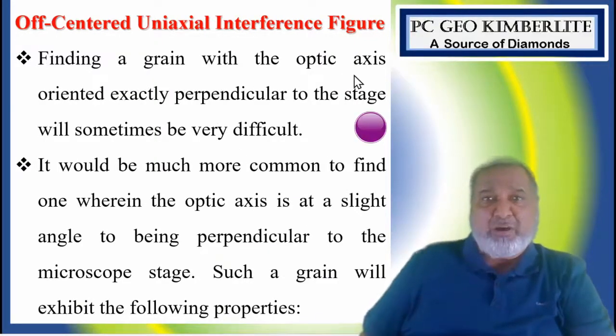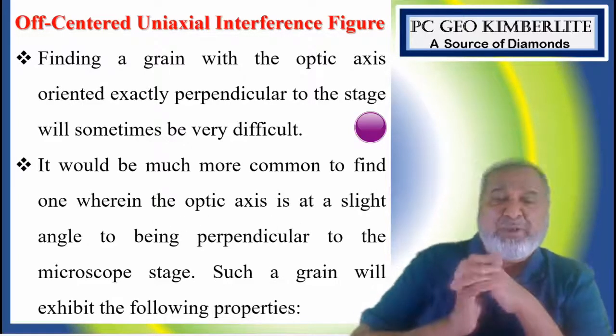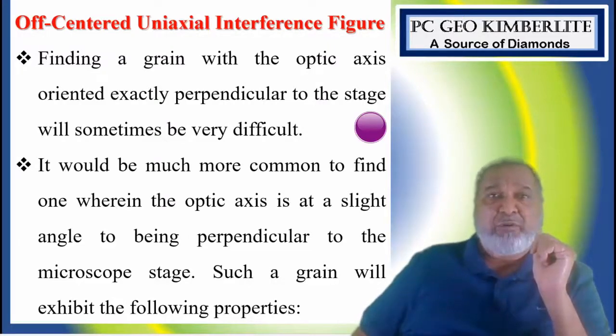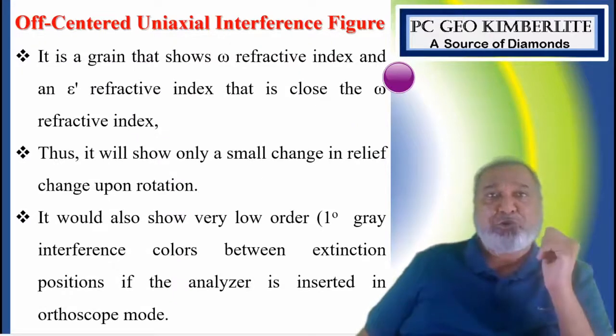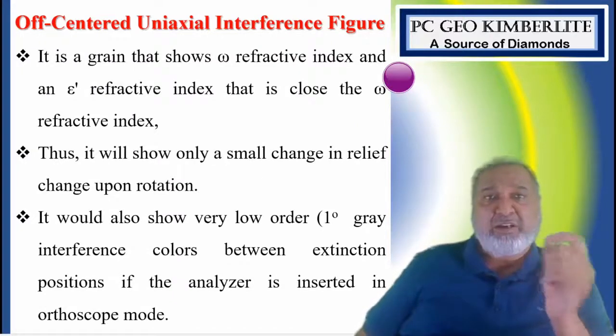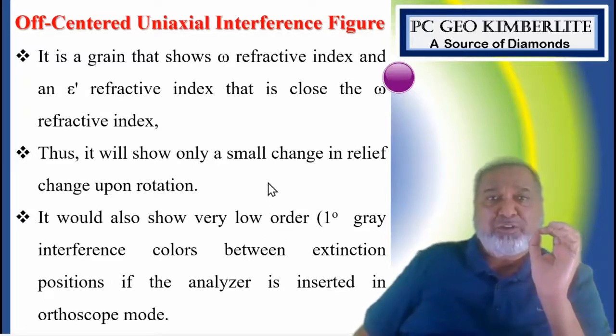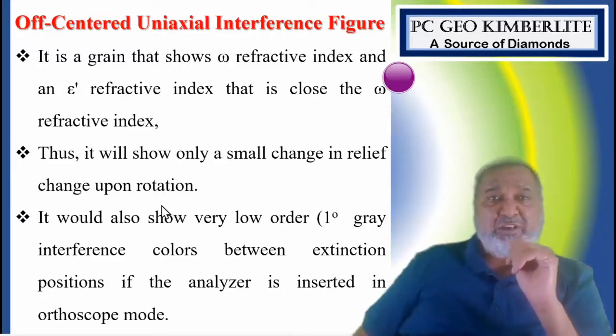Finding a grain with the optical axis oriented exactly perpendicular to the stage can sometimes be very difficult. It would be much more common to find one where the optic axis is at a slight angle to the perpendicular to the microscope stage. Such a grain will exhibit the following properties. It shows a refractive index very close to the omega refractive index. Thus, it will show a small change in relief on rotation.